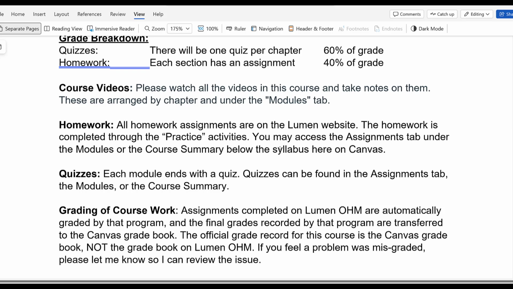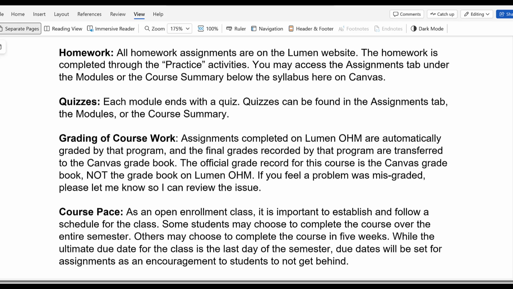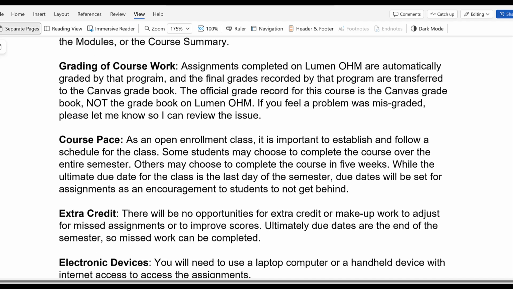Quizzes. Each module ends with a quiz. Quizzes can be found in the Assignments tab, the modules, or the course summary. Grading of coursework: assignments completed in Lumen OHM are automatically graded by that program, and the final grades recorded by the program are transferred to the Canvas gradebook. The official grade record for the course is in Canvas, not in Lumen, because of the grade weighting, because I weight the exams at 60% and the homework at 40%.